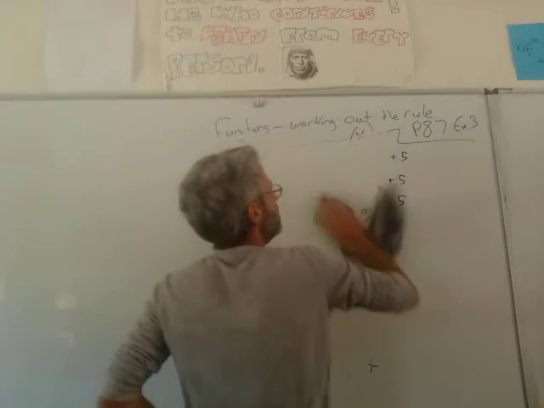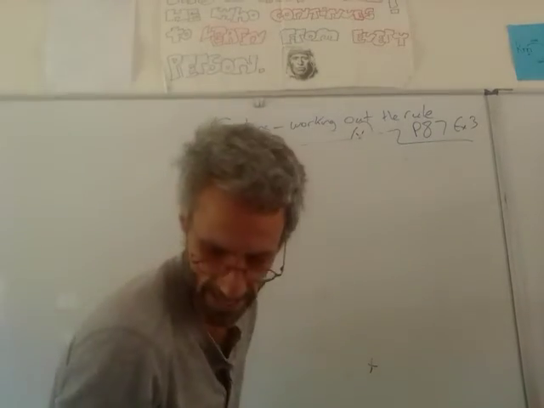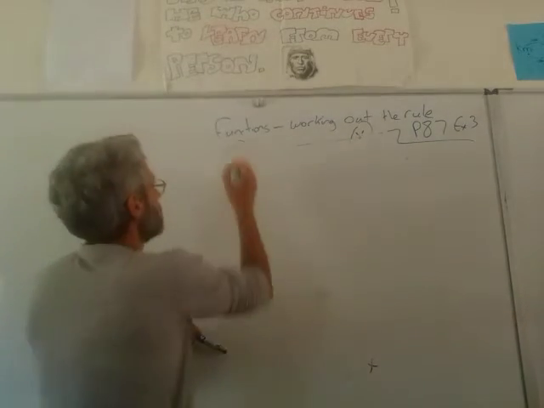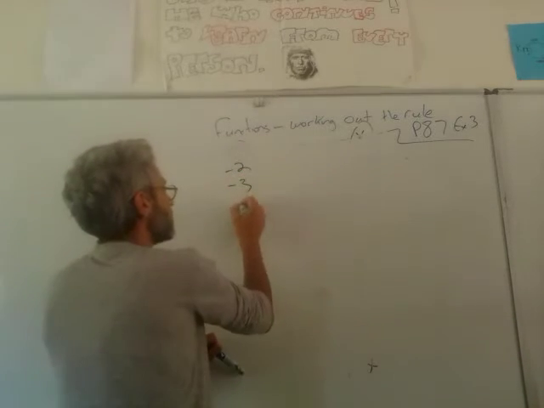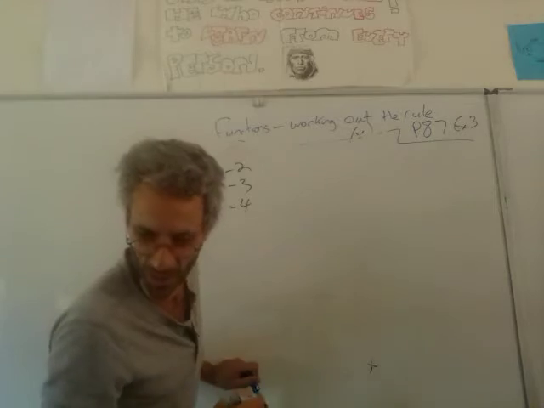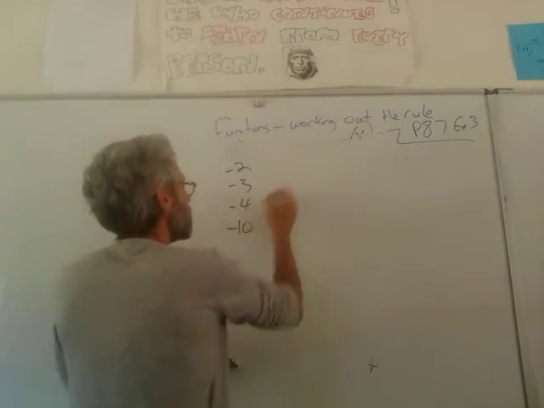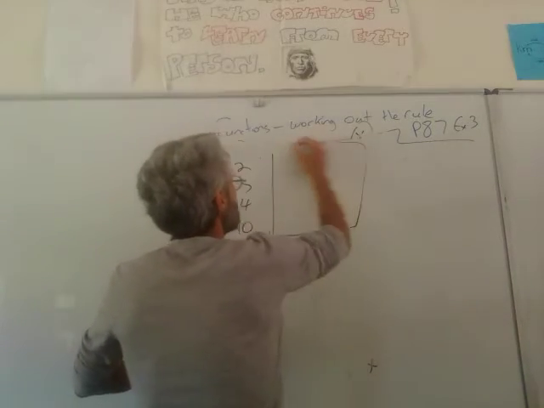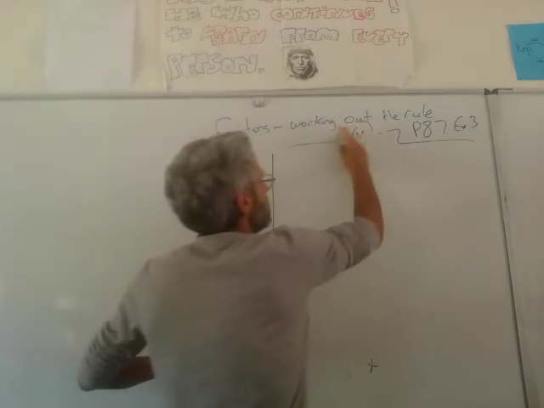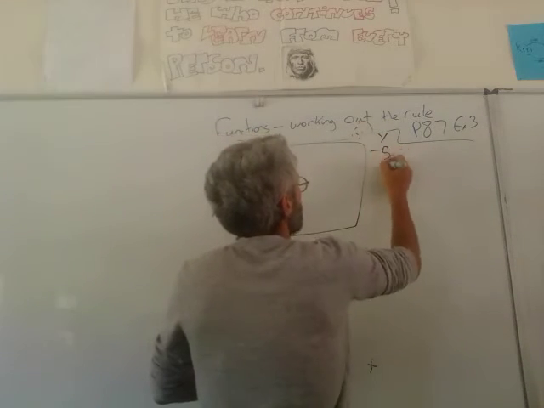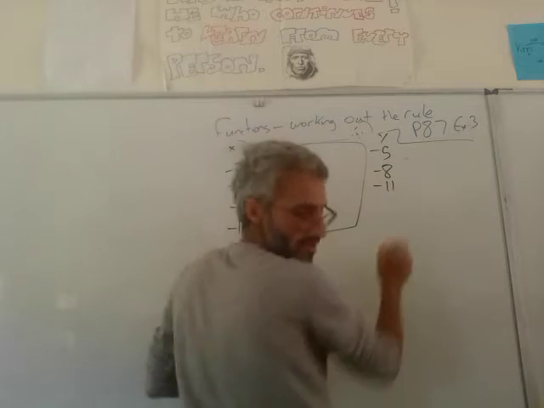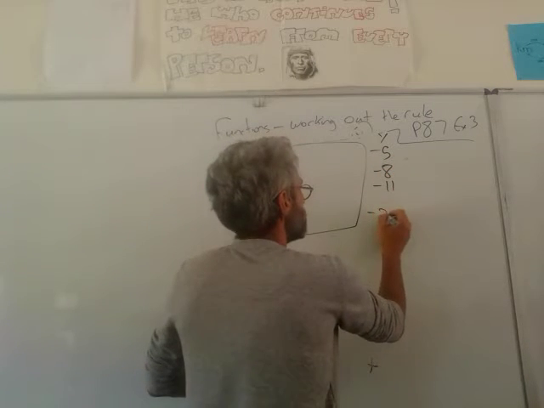Right, and we're going to do another example. This example, I think I might have even given to you as homework. So here we go. I gave you one to help you with your homework. So these are the inputs. The outputs are going to be this mess here: minus 5, minus 8, minus 11, minus 29.